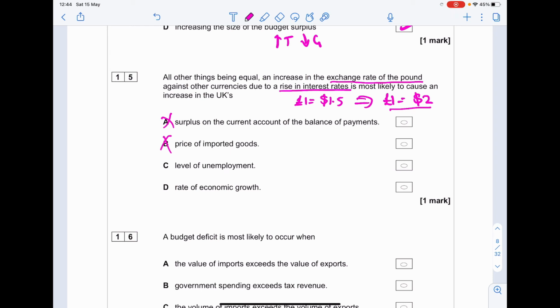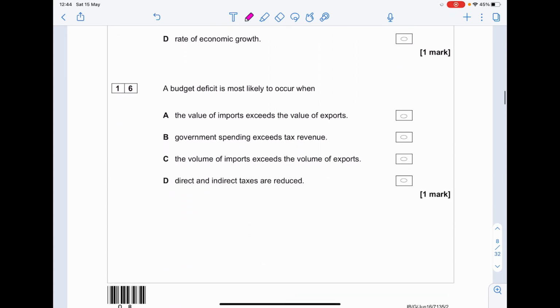It's going to increase the level of unemployment. Well, quite possibly, because we're buying foreign goods instead of UK goods, because the foreign goods are now cheaper. So that will be the correct answer. Right, budget deficit. Now don't mix that up with a current account deficit.